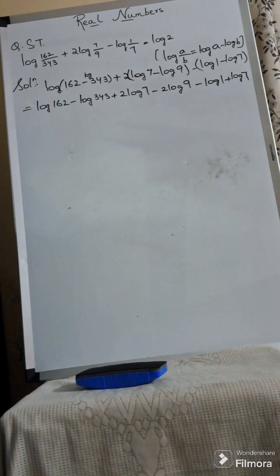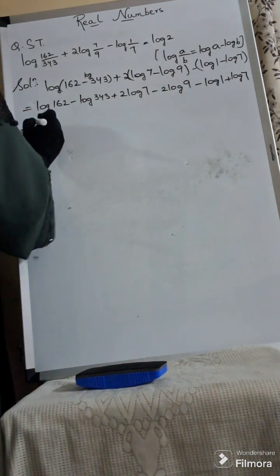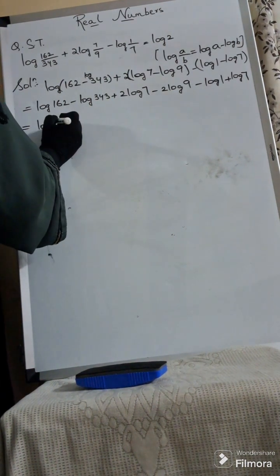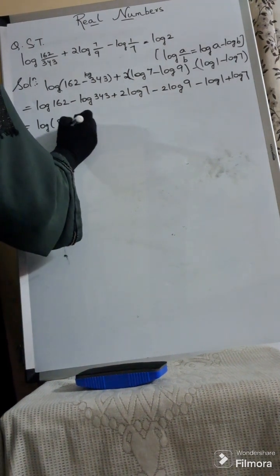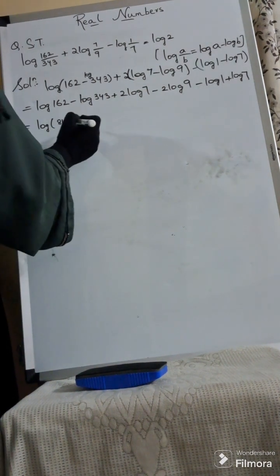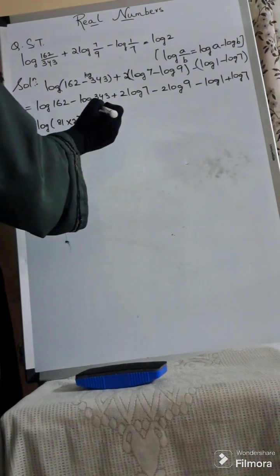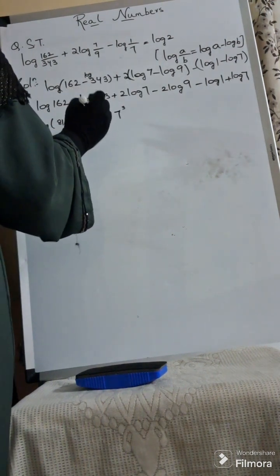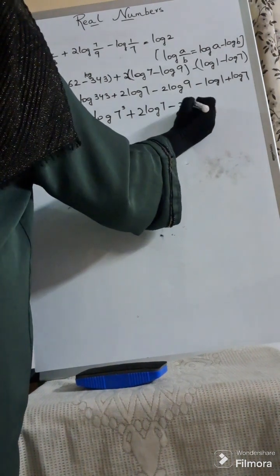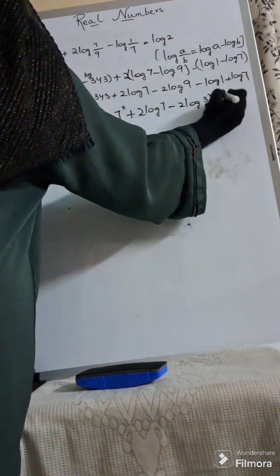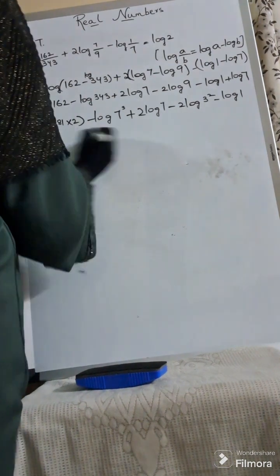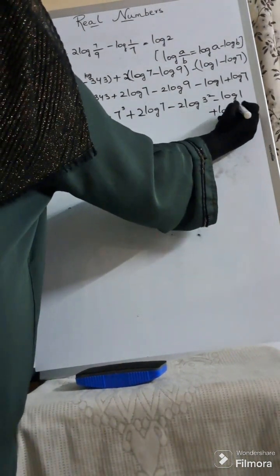Okay. Now 162 can be written as log of 81 into 2. 81 twos are 162. So log 81 into 2 minus log, here 343 can be written as 7 cube. 7 sevens are 49, 49 sevens are 343. So it can be written as 7 cube plus 2 log 7 minus 2 log 9 can be written as 3 square, minus log 1 plus log 7.